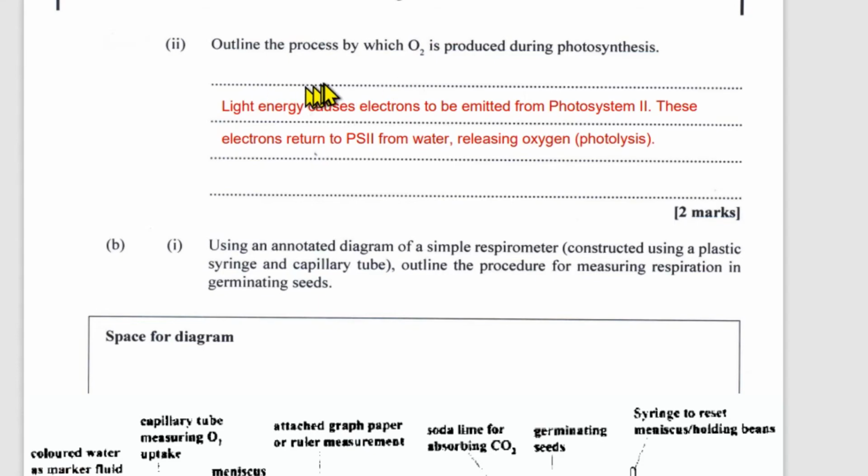So light energy causes electrons to be emitted from photosystem 2. These electrons return to photosystem 2 from water, and this releases oxygen from water molecules, photolysis.